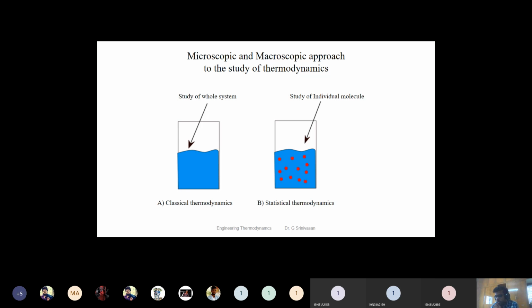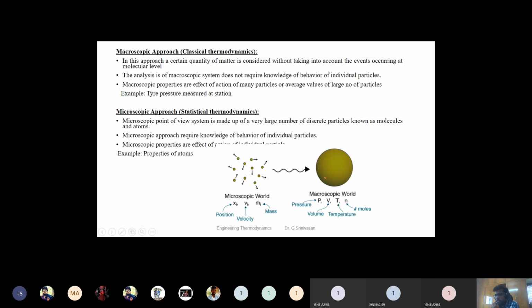So we are completely dealing with only classical thermodynamics. We are not dealing with any other. We deal with only classical thermodynamics in this subject. Statistical thermodynamics will be dealt with by chemical engineers or anyone trying to look at the atomic level, whether a nuclear scientist or a chemical engineer. In the microscopic approach, for each individual particle you can get position, velocity, and mass. And in the macroscopic world, obviously we can get pressure, volume, and temperature.